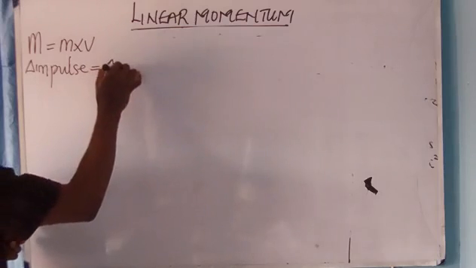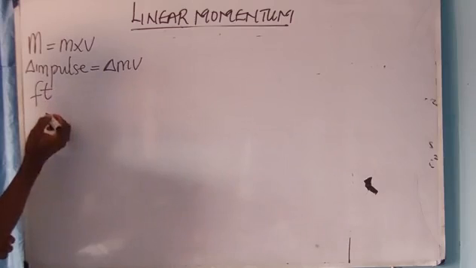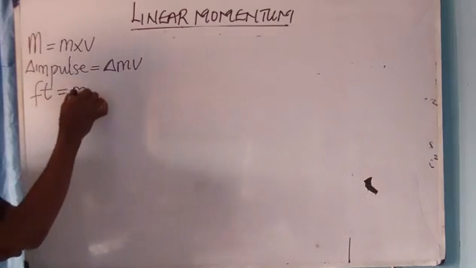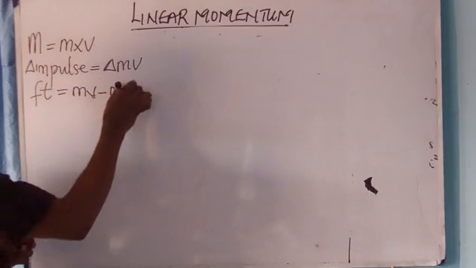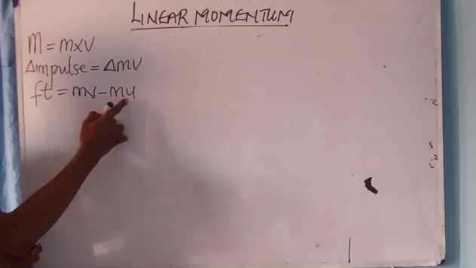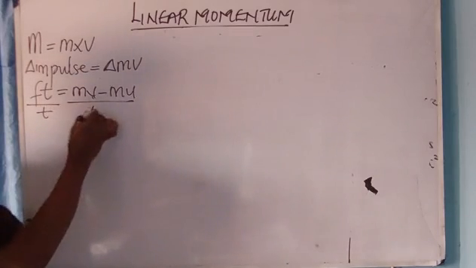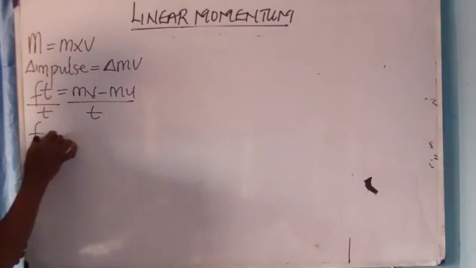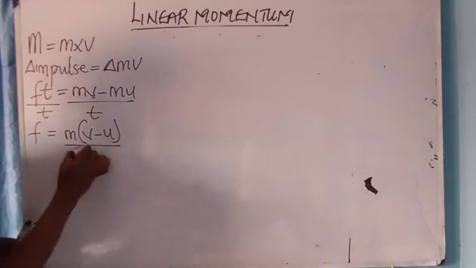Now, according to Newton, the change in impulse is always equal to the change in momentum, which is mv. Impulse is force times time, then equals mv minus mu, where v is the final velocity and u is the initial velocity. I'll make F the subject of the formula, so divide both sides by t, and we have that F equals m open bracket v minus u over t.